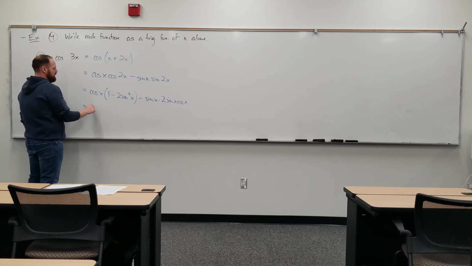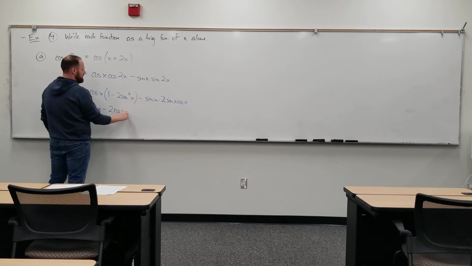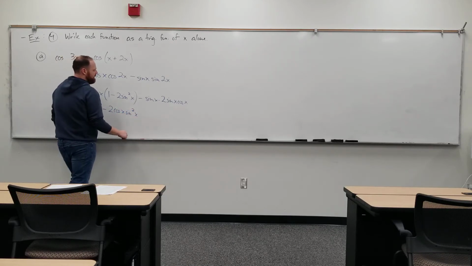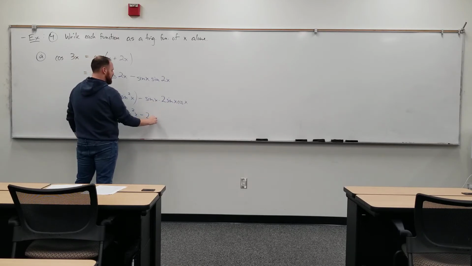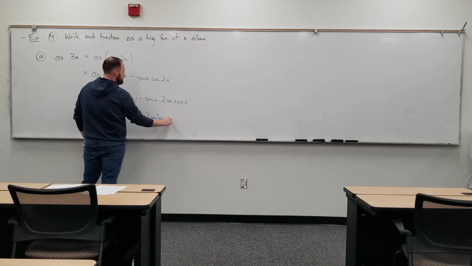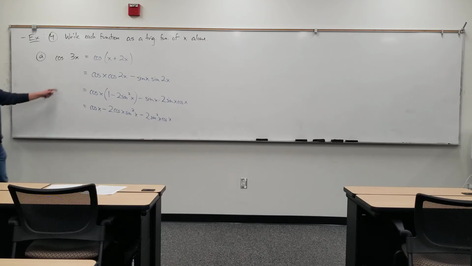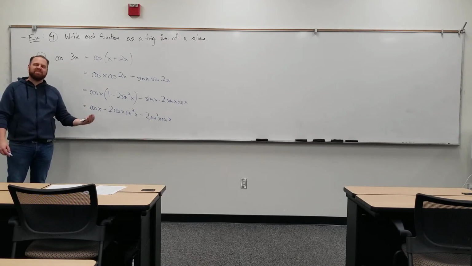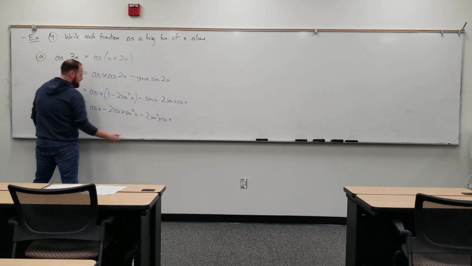I could say, maybe I can clean it up a little, so I can say this is cosine x minus 2 cosine x sine squared x minus 2 sine squared x cosine x. Man, I really wish one of those was positive, then they would cancel. And I'd just get cosine. But that wouldn't be, cosine 3x equals cosine x, there's no way, right? So I think the best I can do is combine these two terms now.